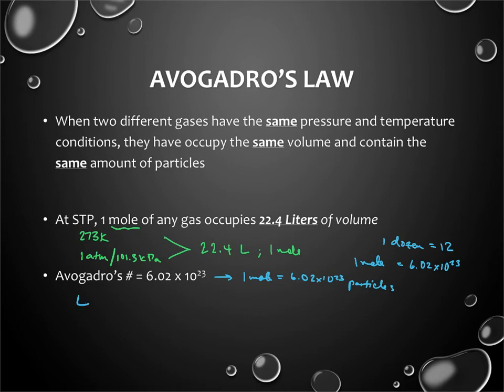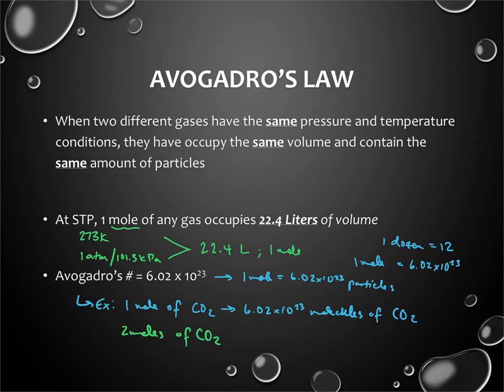So let's say, as our example, we have 1 mole of CO2. That means we have 6.02 times 10^23 molecules of CO2. Now what happens if we have 2 moles of CO2? If 1 mole equates to that, now we have 2 moles. That's almost like saying we have double the amount.